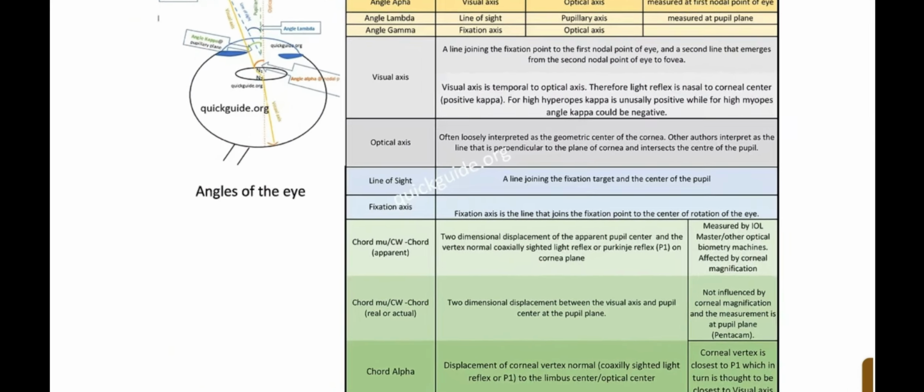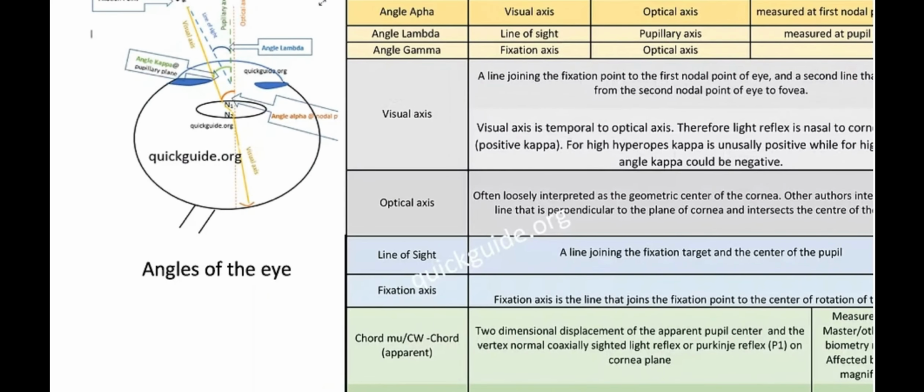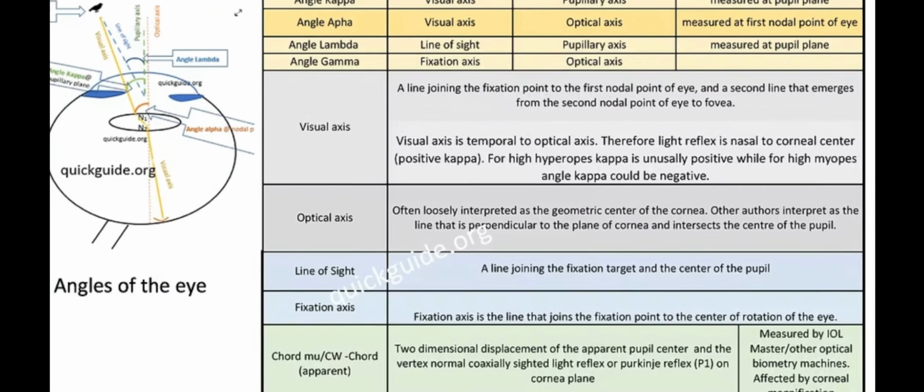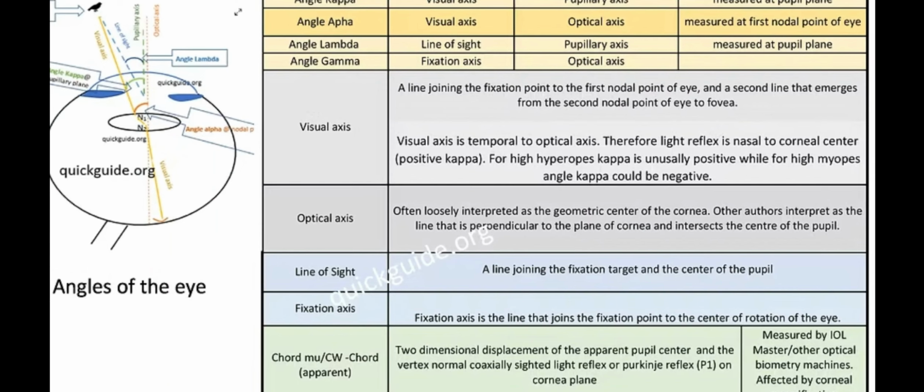Now, you will also sometimes find angle lambda, which is not very common. It is basically the difference between the pupillary axis and the line of sight. Like angle kappa, the pupillary axis is involved. But this time it is the difference not between the visual axis and the pupillary axis, but between the pupillary axis and the line of sight. And again, it is measured at the pupillary plane, like angle kappa.